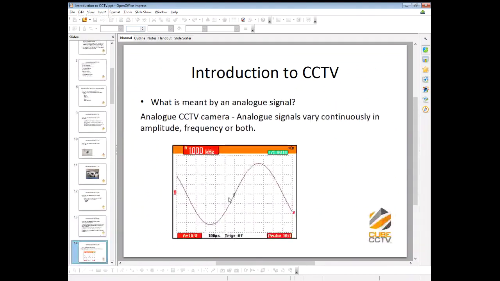So what does an analog signal look like? It looks like a wave. You can see analog signals vary continuously, so it won't stay at one level. So you get cameras sometimes looking better, and sometimes not looking at their optimal level. That's how analog signals work.